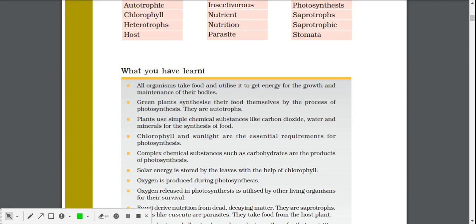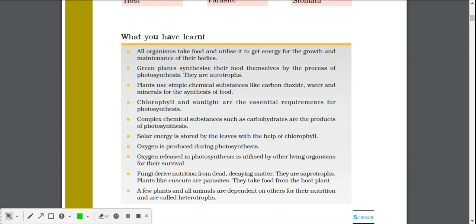There are certain keywords of what you have learned. This is a summary part of the chapter. Go through it. We will come back again with the next chapter, that is chapter number 2.